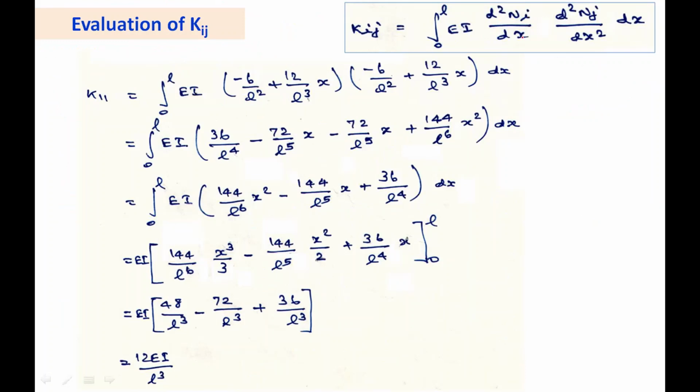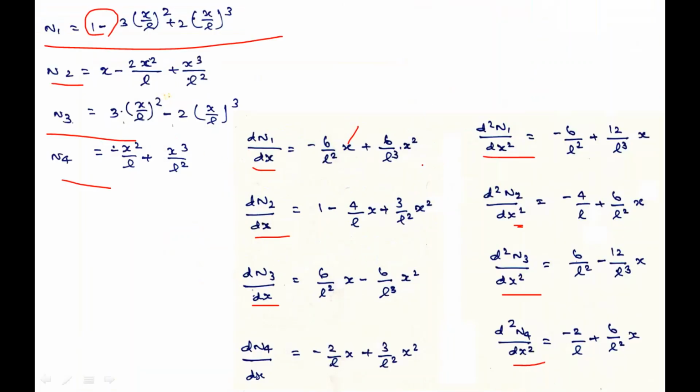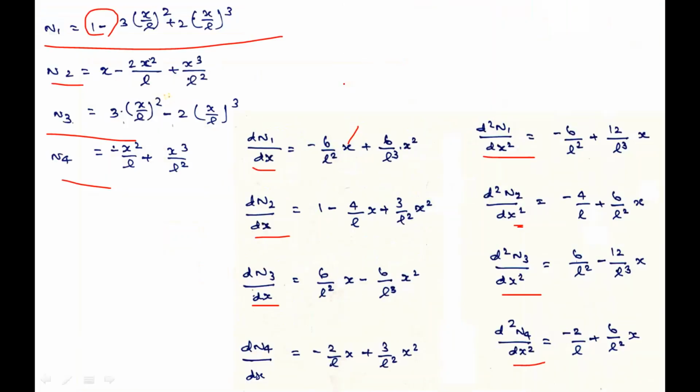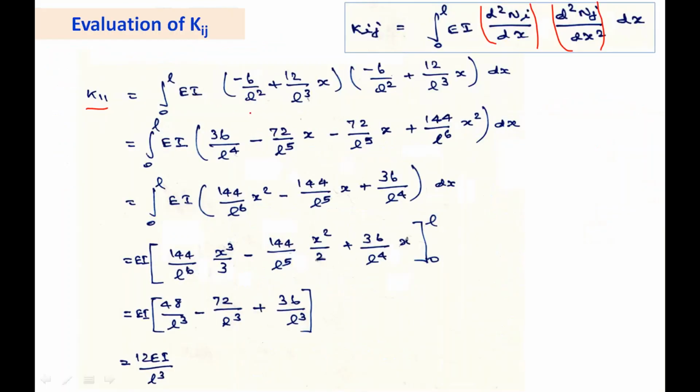Kij is the integral of EI d square ni by dx square times d square nj by dx square dx. In this, we need the second order derivative of this shape function. For that reason only we derived the second order derivative here. When you write k11, the first element, then it will be integral 0 to L EI d square n1 by dx square. D square n1 by dx square we already found out, so minus 6 by L square plus 12 by L cube x. Substitute that one. Again for this d square n1 by dx square, we are substituting that value.